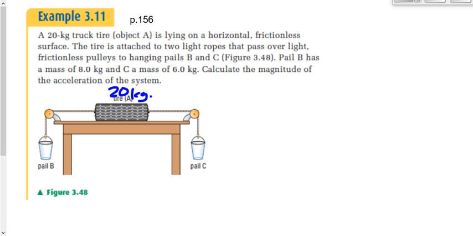Now, if there was friction, that would make things a little bit nastier, but we could still do it. The tire is attached to two light ropes that pass over light frictionless pulleys to hanging pails B and C. B has a mass of 8 kilograms. C has a mass of 6 kilograms. And we want to find the acceleration of this system.